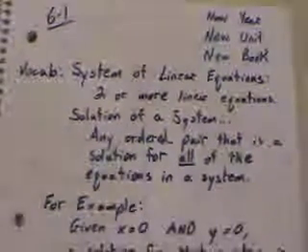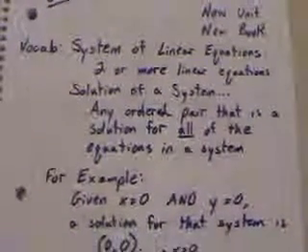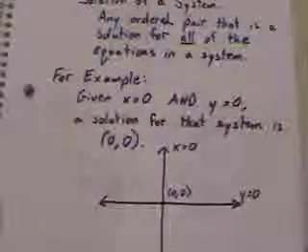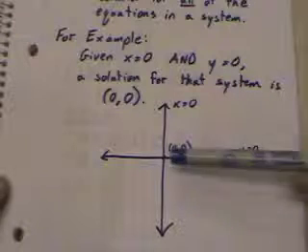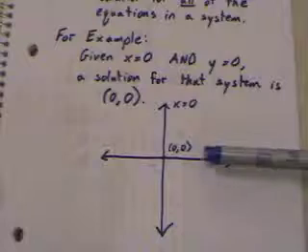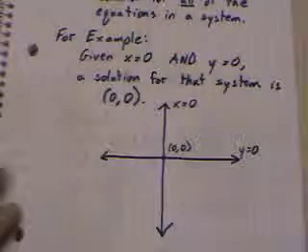For example, given the lines x equals 0 and y equals 0, I picked easy ones, a solution for that system is 0, 0. Yes, in fact, x equals 0 and y equals 0 gives you the graph. There's your solution, the one place where those 2 lines meet.